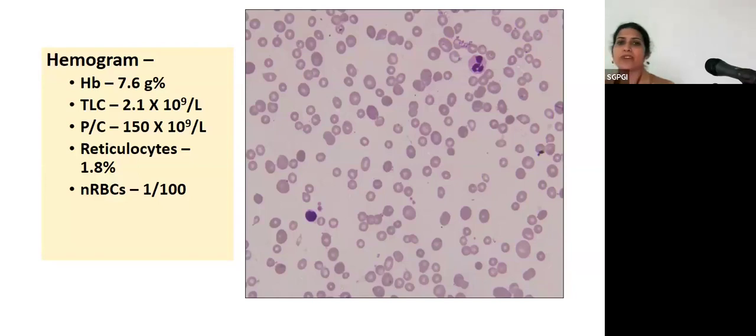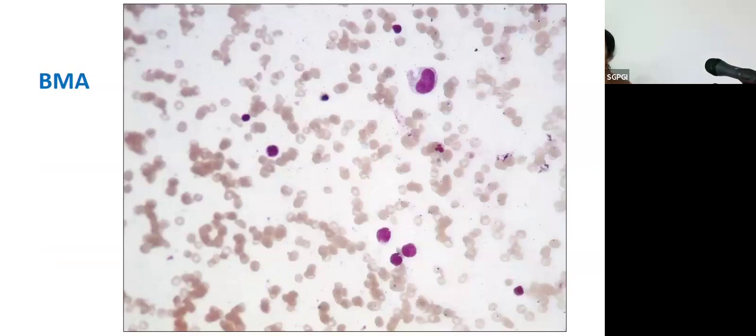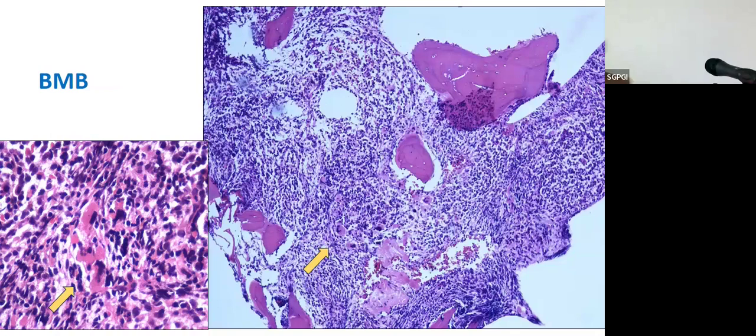The platelet count was fine. In the peripheral smear, we saw some macrocytes, nothing much. So the first impression was bicytopenia, no atypical cells. This is the marrow, again diluted marrow, some myeloid precursors and erythroid precursors here and there. So we went on to see the biopsy. Now this is the biopsy of this child. What do you see in the biopsy?